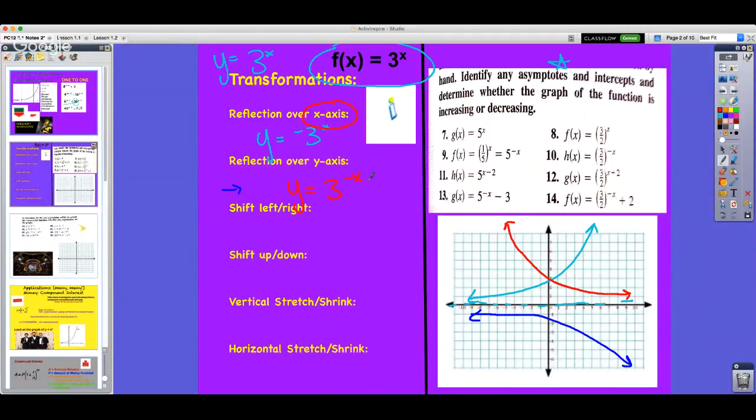Here's the way I remember it. Y-axis reflection, the x is negative. If it's the x-axis, then the negative is with the 3. All right, so that's just a heads up there.